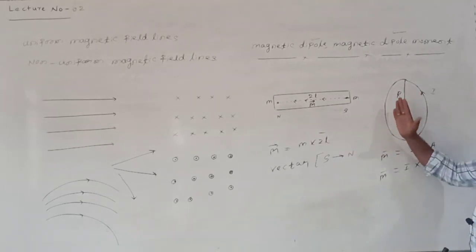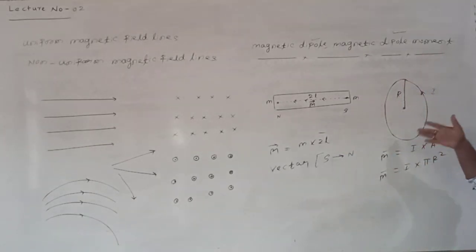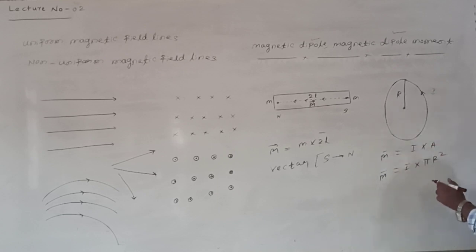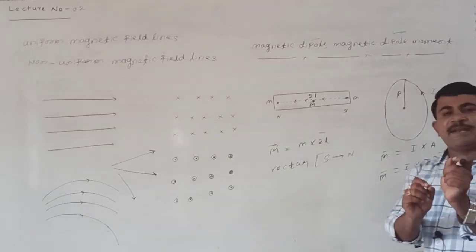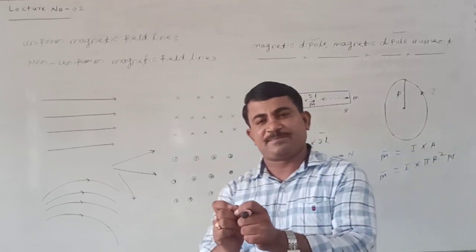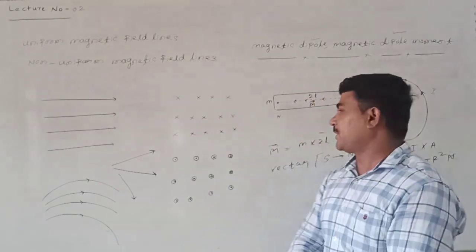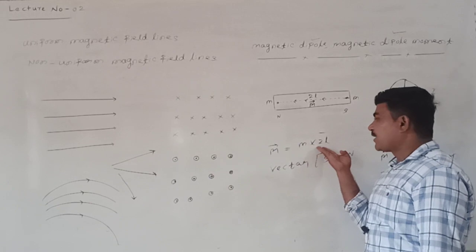Then if this coil contains many turns, say it contains n number of turns. For n number of turns, how to represent? Represent by small n. Or the total number of turns can be represented by capital N.